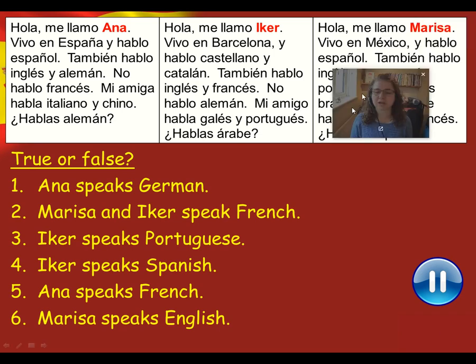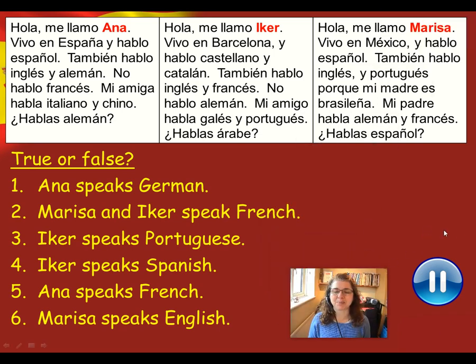Now, talking about our AR verb, hablar, and hablo, hablas, habla, I speak, you speak, he and she speaks. We've got here three people talking about different languages. They may be talking about the ones that they speak, but also talking about the ones that other people speak as well. What I would like you to do is to pause the video, have a read of the three texts, and see if you can answer these 6 questions true or false. So pause the video now and have a go at answering those questions. Press play again when you're ready to check.